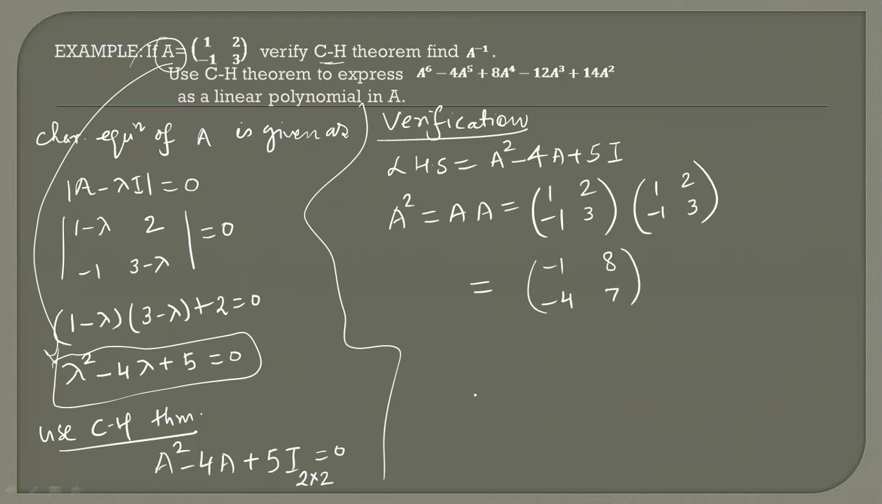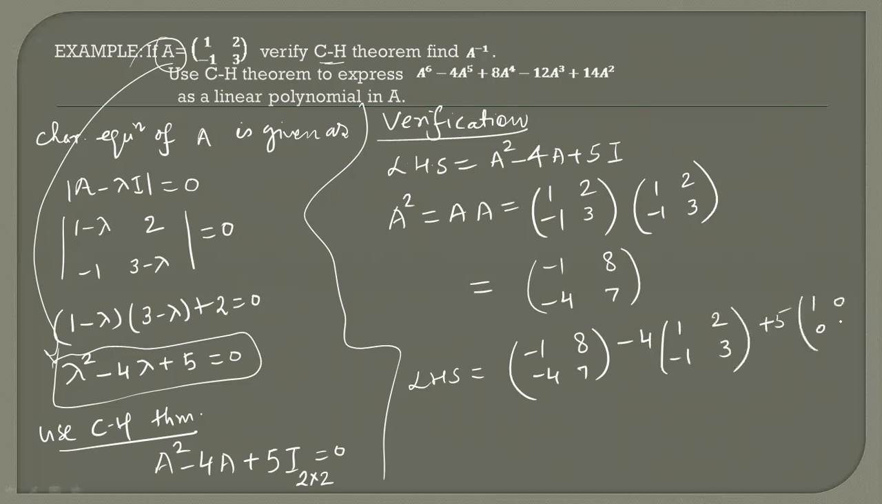Now put A square in the LHS term. Then LHS will be [minus 1 8; minus 4 7] minus 4 times [1 2; minus 1 3] plus 5 times the identity [1 0; 0 1]. If you simplify it, you will get the 0 matrix, that is equal to the RHS. It means we have verified the Cayley-Hamilton theorem here.